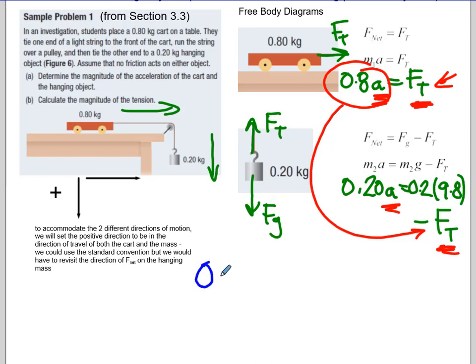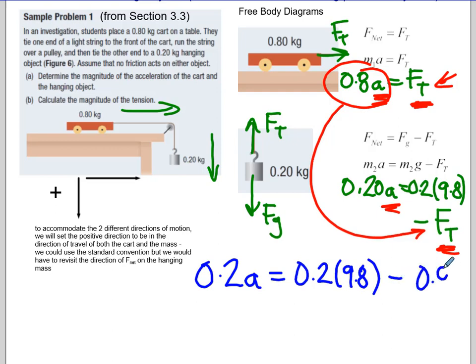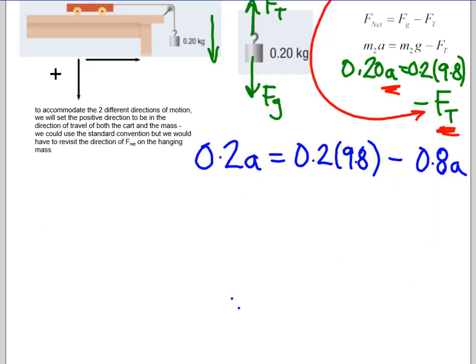I'm going to take 0.2a equals 0.2 times 9.8 minus, and now instead of Ft, I'm putting in the 0.8a. Now I just have to solve that problem. I'm going to add 0.8a to both sides. If I add 0.8a to both sides, I get 1a. Isn't that convenient? 0.2 times 9.8 is 1.96. That's an acceleration, so it's meters per second squared. So now I know the acceleration of the system.